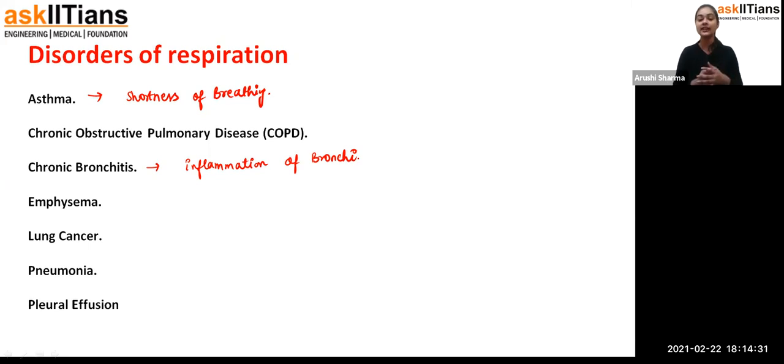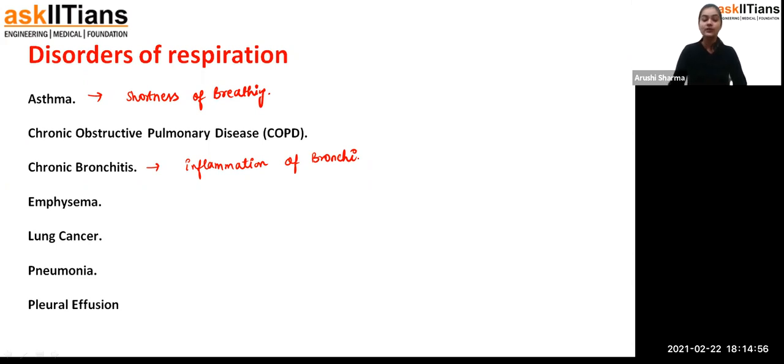So in chronic bronchitis, students, there's inflammation of the bronchi because of smoke. The people who generally smoke on a very regular basis start facing this problem. And that's how they feel that they are having some kind of disease, that there is some negative impact on their body, because the respiration process is not proper. So that is chronic bronchitis.